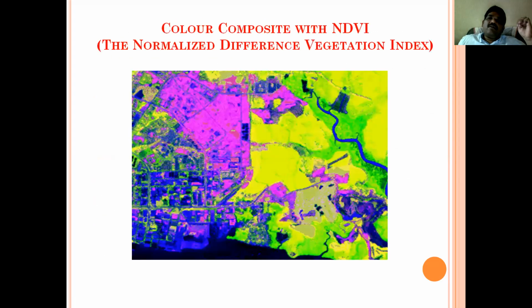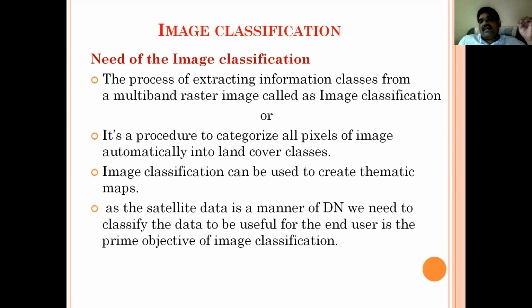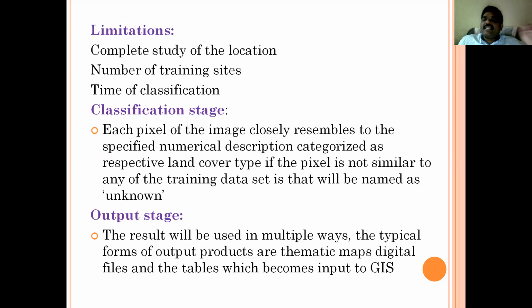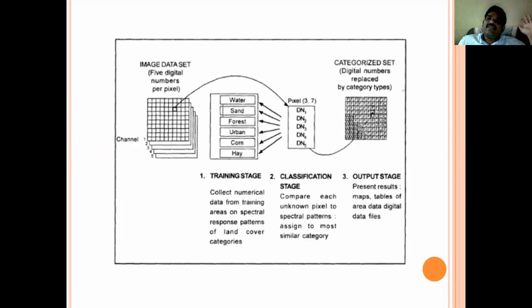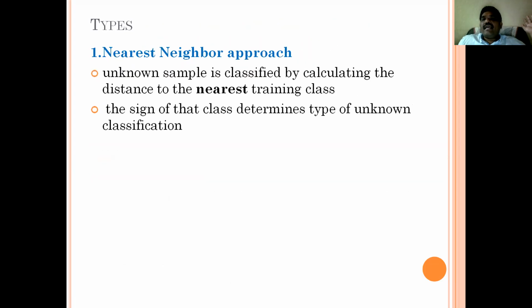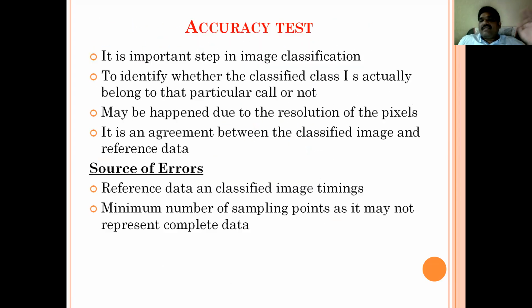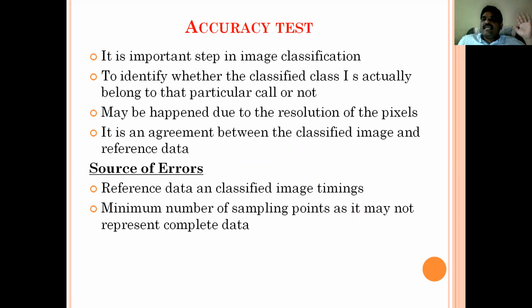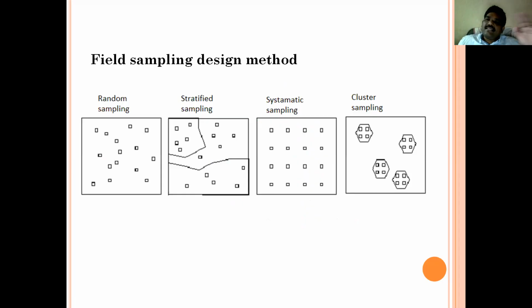After that, the topic is image classification. Under image classification, there are two methods: supervised classification and unsupervised classification. After explaining what supervised and unsupervised classification are, the accuracy test. This is also part of the classification, not separate. That means with this, we are finishing the second unit, and in the next session, we'll discuss the topic in the third unit. Thank you.